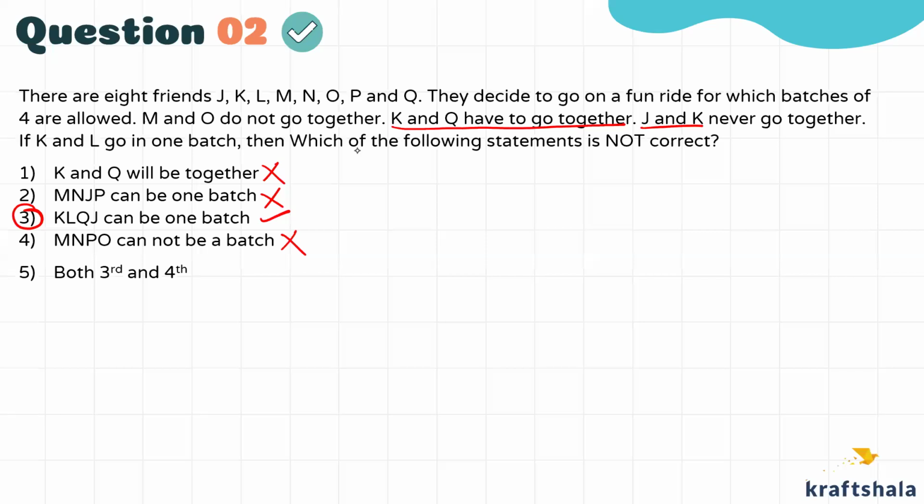Right. So I have included the fifth option as a trap only. So basically, the fifth option would have been right if I remove not from this. So M, N, P, O can be a batch. No, this is false. Now option fifth becomes correct. But I have written cannot be a batch. So again, this question was purely based on just having to read properly. That's it.